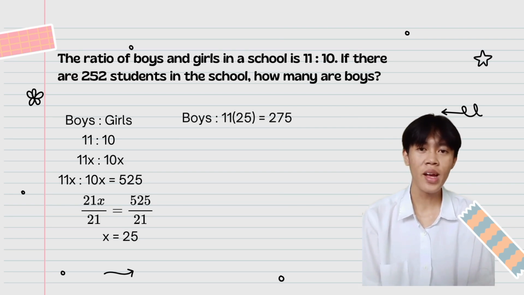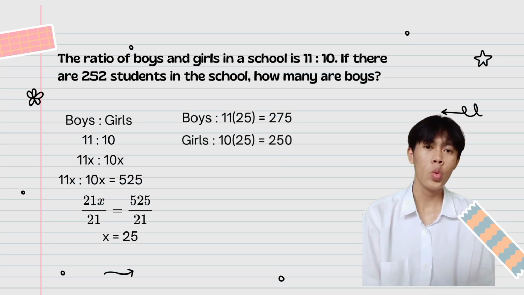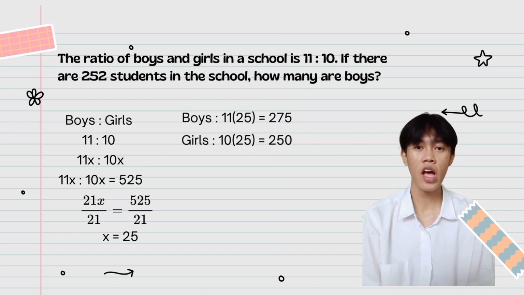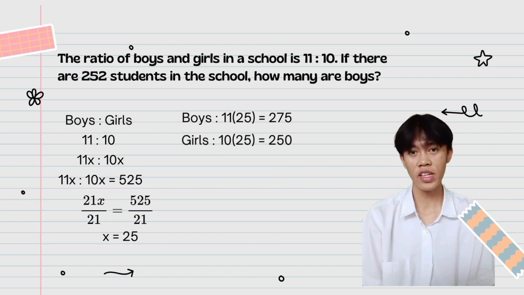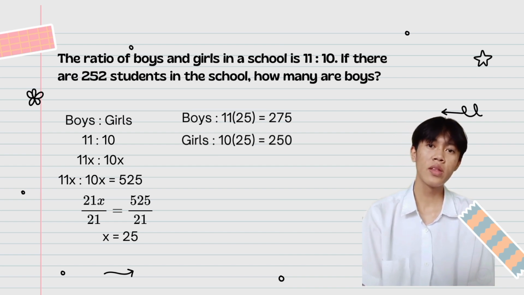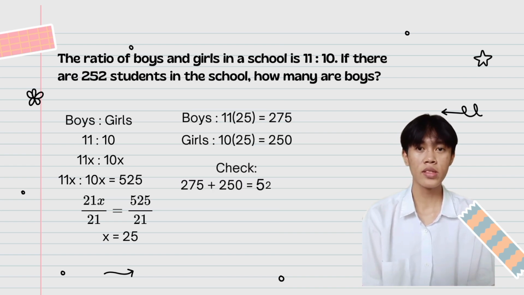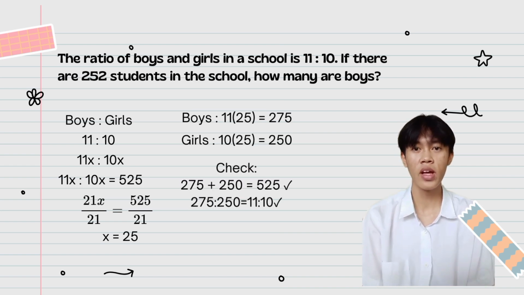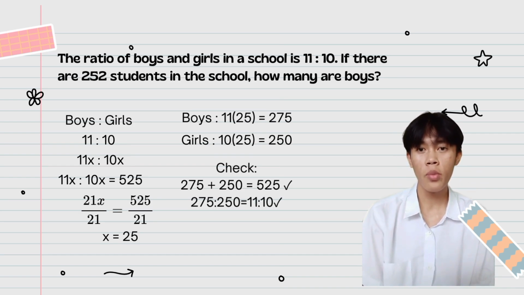The number of girls isn't what we were asked to find here, but it's good to check our work, so we can find this as well. It's 10 times x, which is 10 times 25, giving us 250. Now, just to check, when we add these numbers together, we still get 525. So 275 plus 250 is 525. And another thing to check here is to compare these two numbers by division.